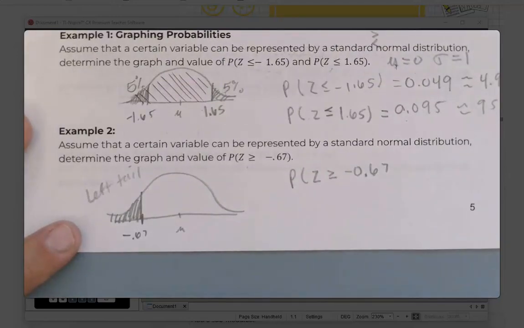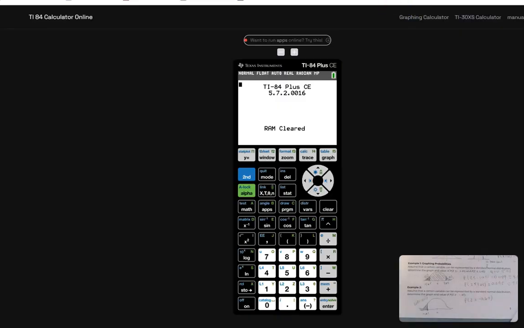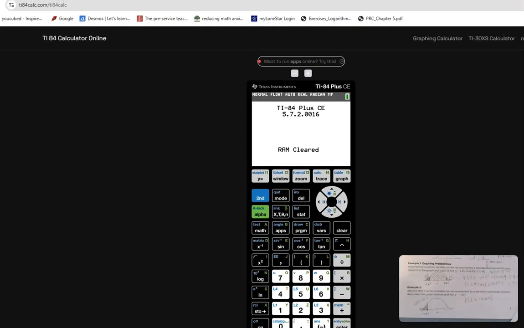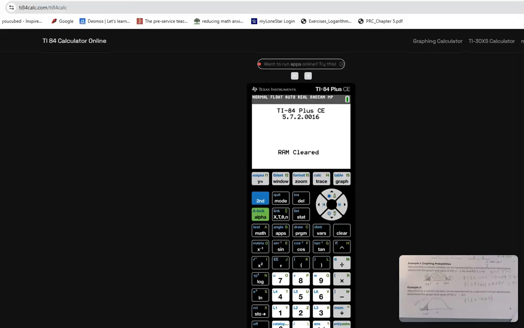Okay, I went ahead and found a simulator for the TI-84 so I can show you this. I just typed in TI-84 simulator and it took me to ti84calc.com. And you can use this like a normal calculator. So I'm going to go ahead and work out this problem, or I'm going to try.